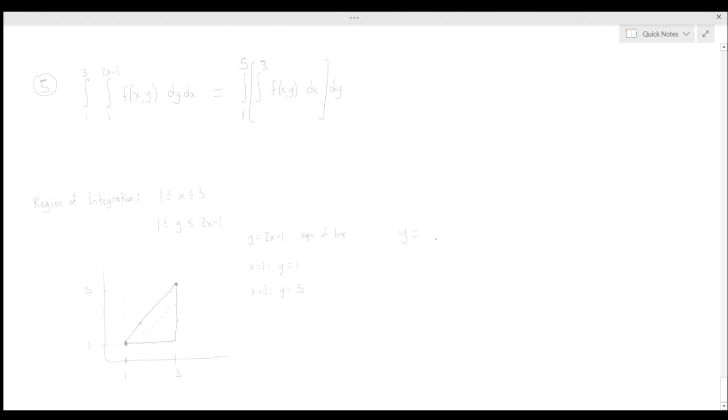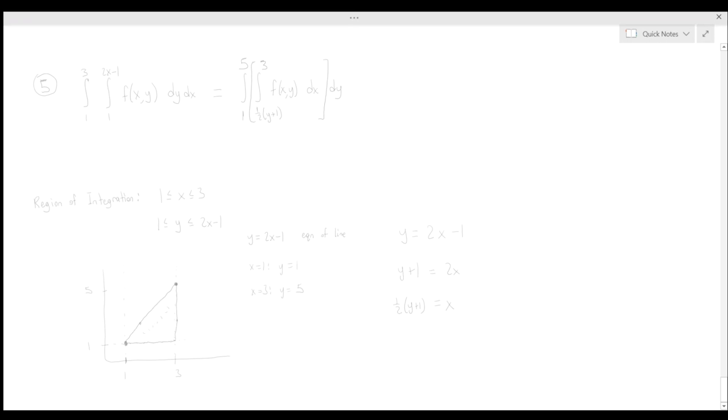and I know the equation of the line was y equals 2x minus 1. But to get the bounds for x, I need to solve for x to write it like x equals something. So we'll add 1 to the other side and then divide by 2. That's the equation of the line, but for x in terms of y. So that would be the lower bound for x over here. And that would be it for switching the order of integration.